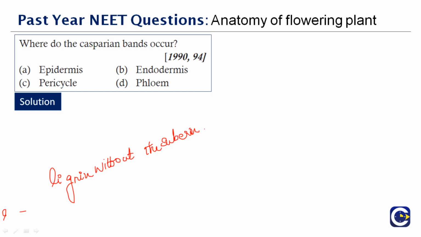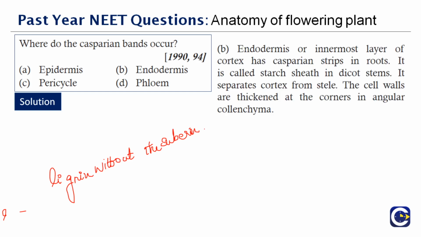While the rest of the cell wall has no lignin and suberin, this strip is made up of lignin and sometimes suberin also. So the correct answer to this question is option B, endodermis. The endodermis, or the innermost layer of the cortex, will have these strips or bands, which are also called starch sheath in dicot stems. But this is a repeated question, asked in 1990 and 1994 also.